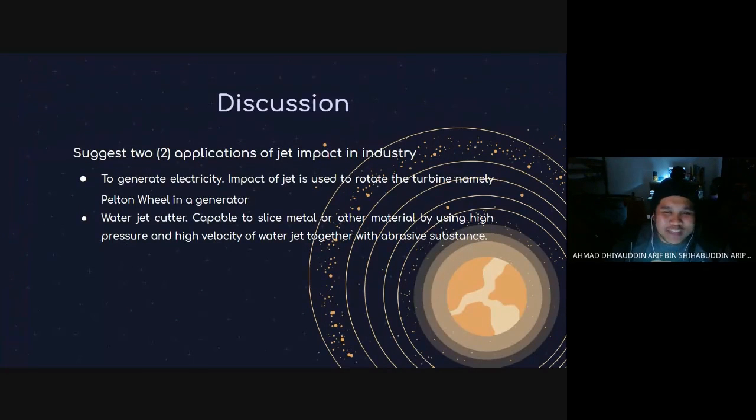Suggest two applications of jet impact in industry. First of all, to generate electricity. The impact of a jet is used to rotate the turbine, namely the Pelton wheel, in a generator. And next is the water jet cutter, capable of slicing metal or other materials by using high pressure and high velocity water jet together with abrasive substances.